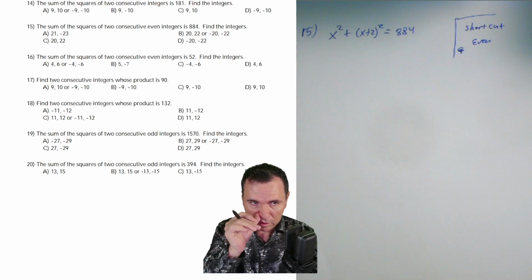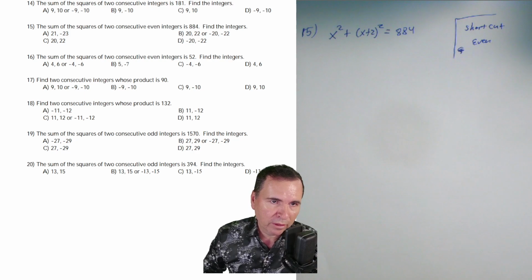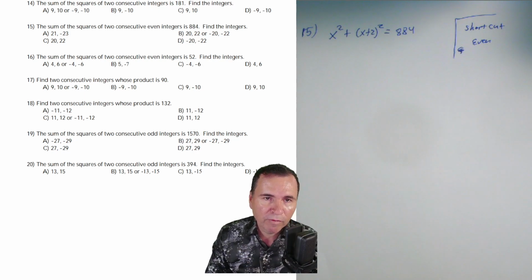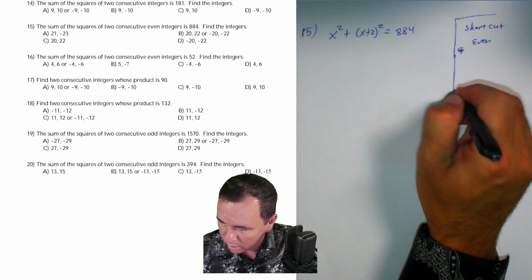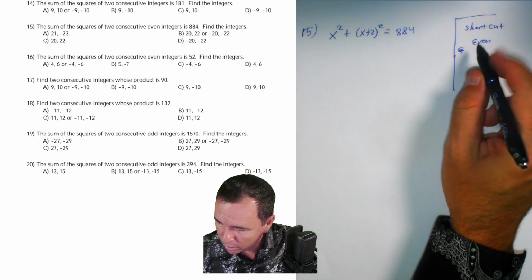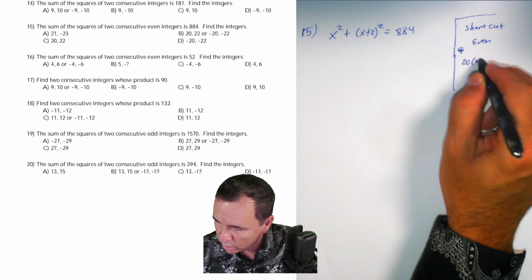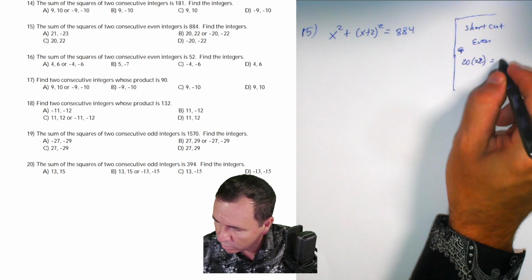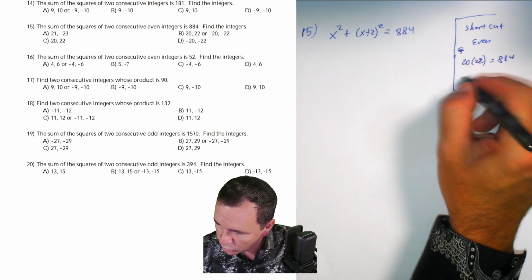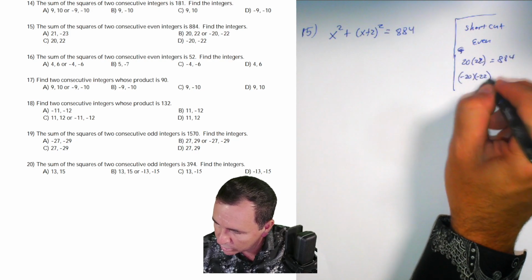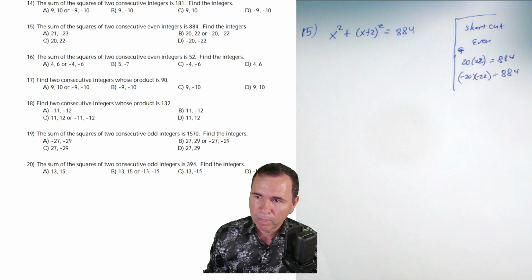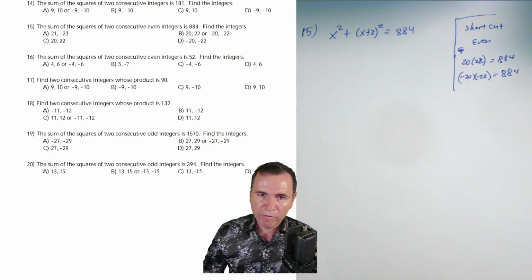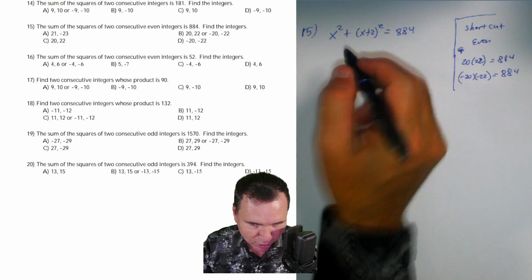All right, so for sure it can't be A, because those are odd numbers. It says the sum of squares of two consecutive even integers. So it's either going to be C, B, or D. And to make a long story short, it's got to be B, because 20 times 22 is 884. But you know what, guys? Negative 20 times negative 22 also gives me positive 884. Why? Because two negatives make a positive. So that's the shortcut. Definitely apply that shortcut, because the alternative is pretty long.